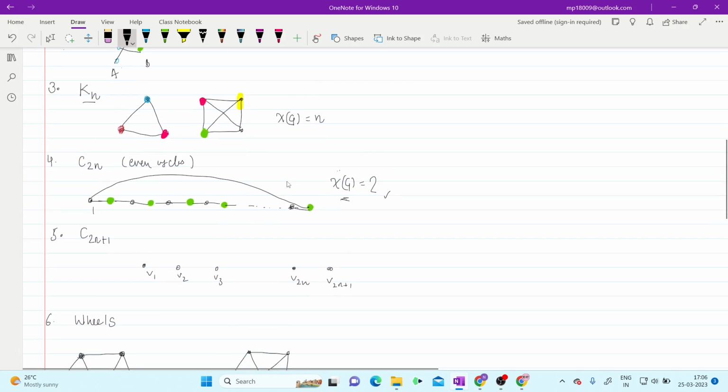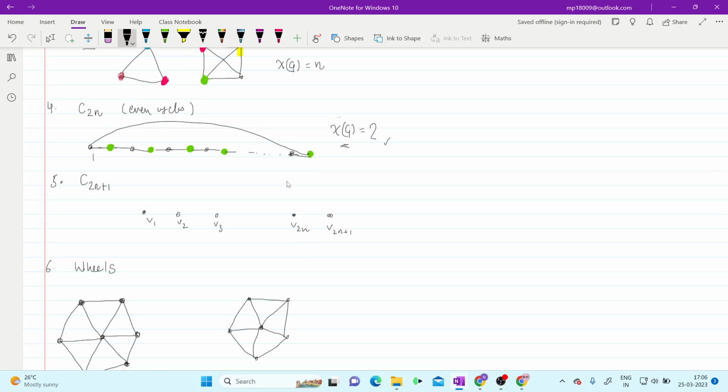Now another common example is of an odd cycle. What do you think will be the chromatic number of an odd cycle? 3. 3, ma'am. Okay, so why will it be 3? Can't we do it by two colors like previously? We cannot do that.